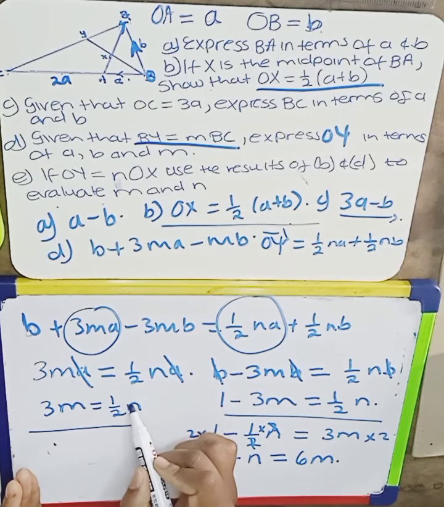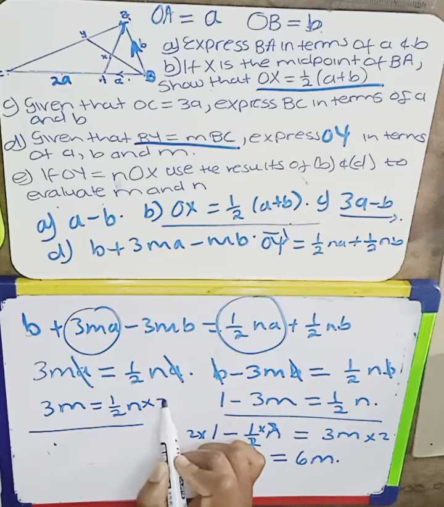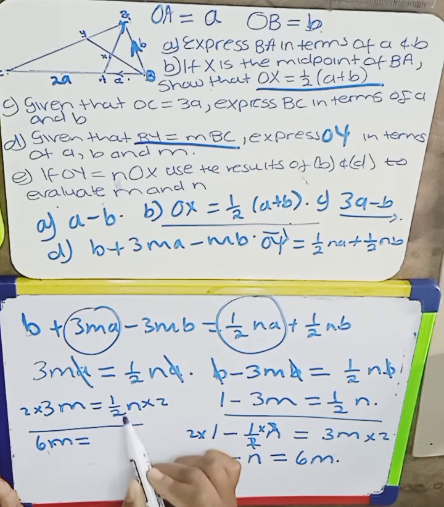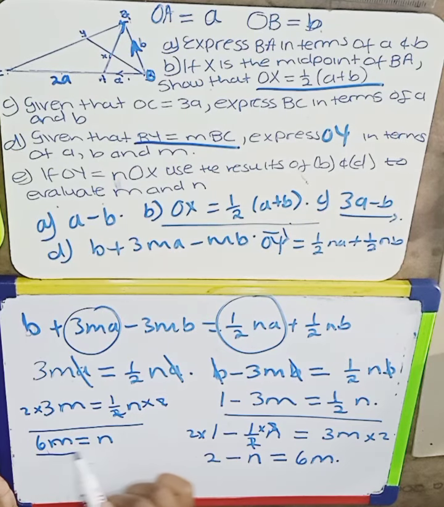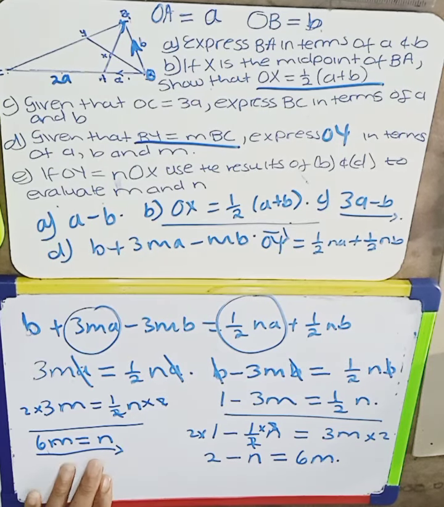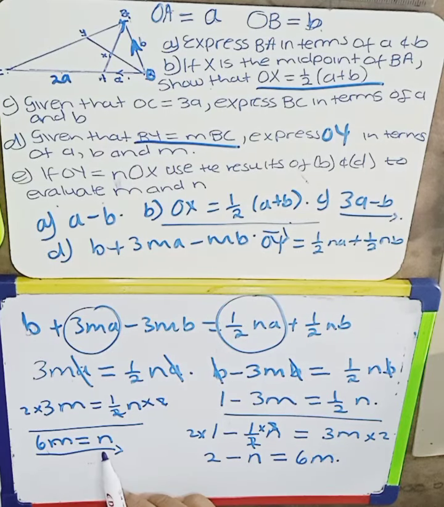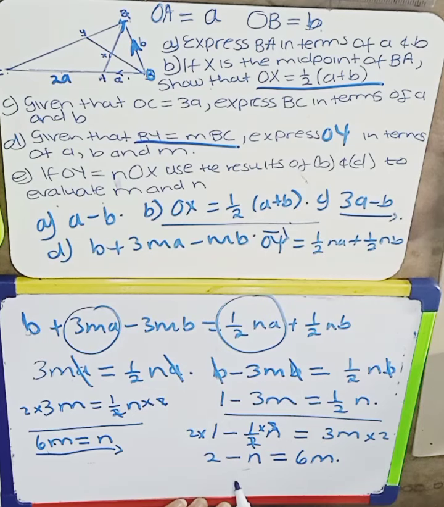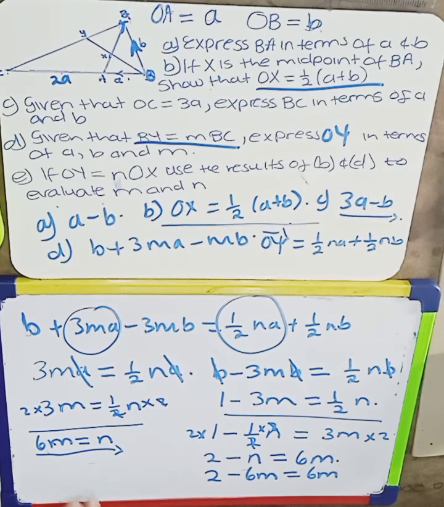This side we also do the same. We just want to get rid of the fractions. We multiply by 2. So 6M is equal to N, right? So N is equal to 6M. So with what we have got there, in place of N this side, let's put 6M. So it's going to be 2 minus 6M is equal to 6M. Just in place of N, we are replacing with the 6M. So now we have 2 minus 6M is equal to 6M.